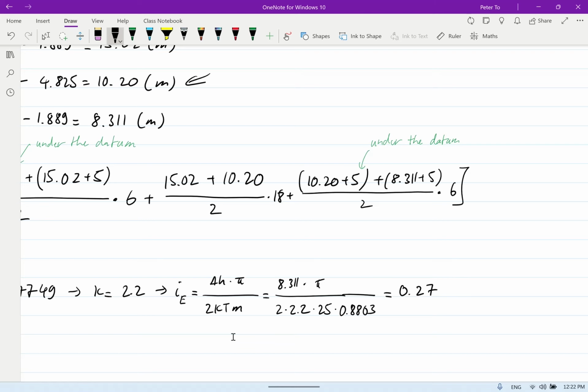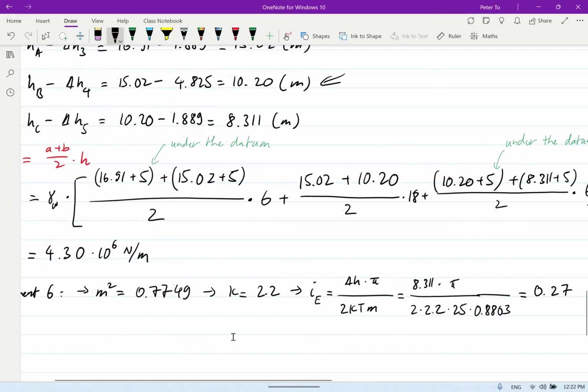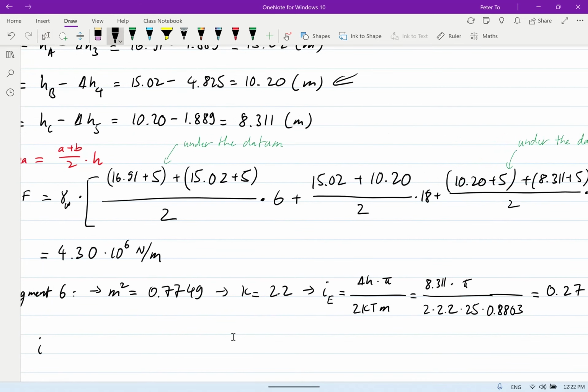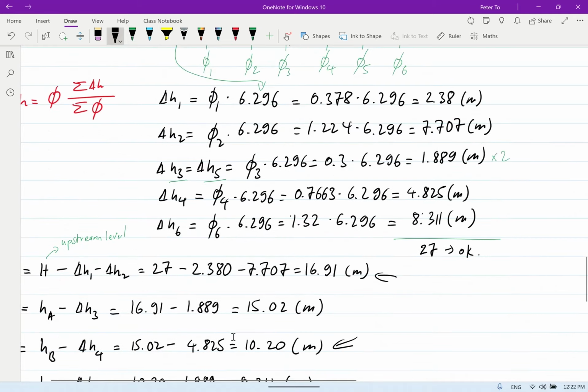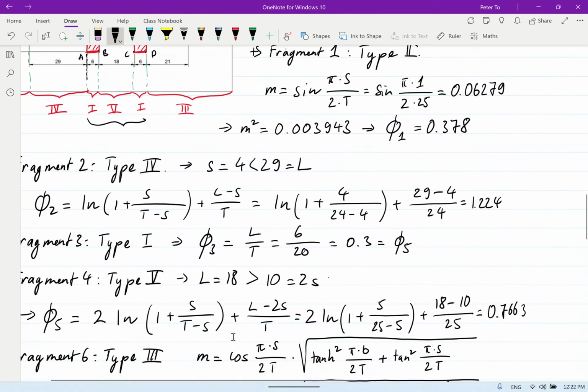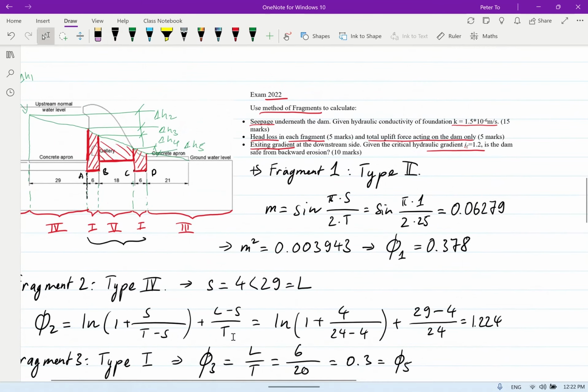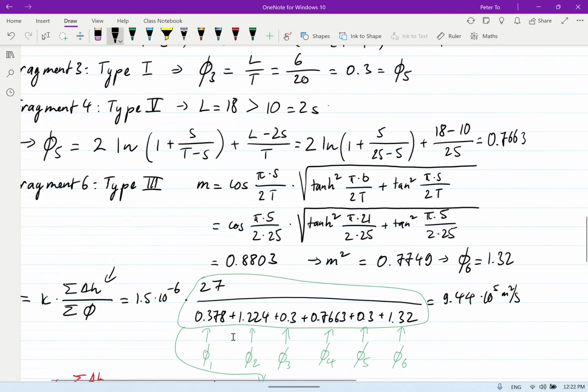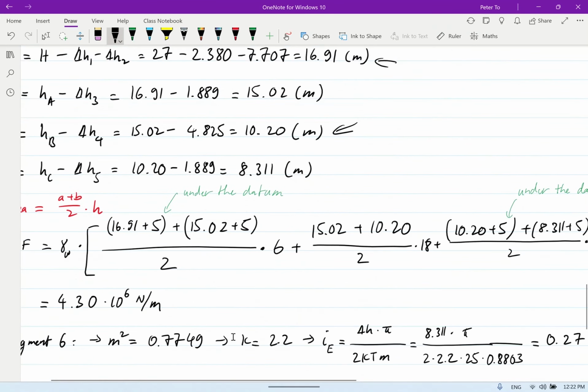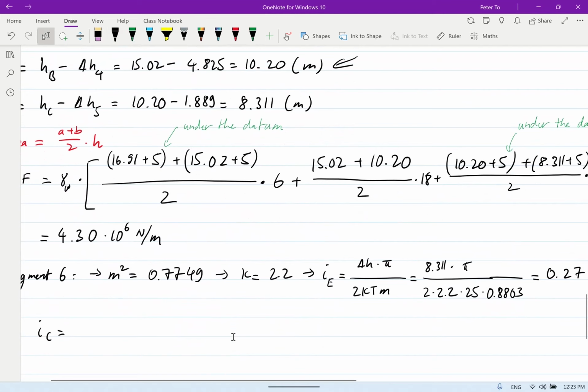So from here I get my existing gradient as 0.27. Now you can see that my critical gradient IC equals 1.2, right? Let me double check. 1.2. Yep. My critical gradient equals 1.2, and it's larger than 3 times the existing gradient, 0.81. Yeah, so from here it is safe.